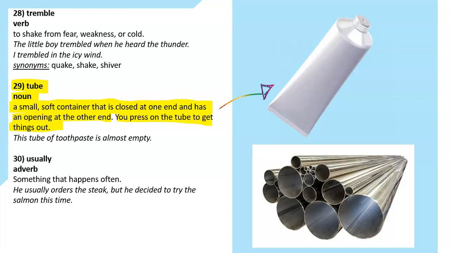So, can you make a sentence about a tube? Like this: I squeezed the toothpaste tube. Or, this tube of toothpaste is almost empty. And be careful because tube can also be used to talk about this. This is also called a tube.